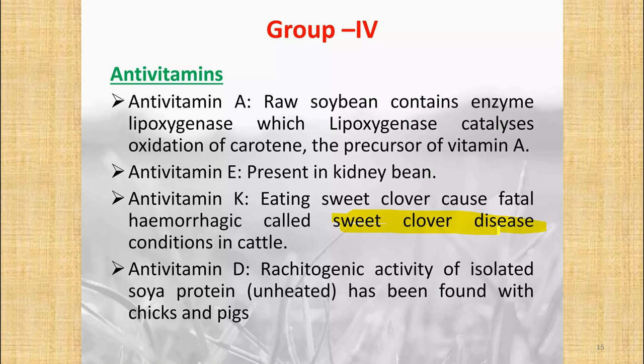Then anti-vitamin D is the rachitogenic activity of isolated soya protein, or unheated soya. Most of the time soya needs to be heated to a higher degree centigrade, and the material is valuable only after proper cooking.